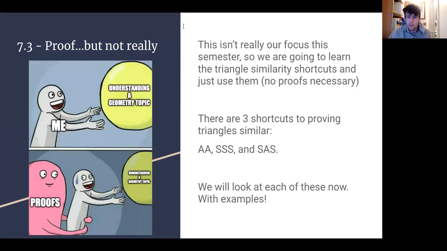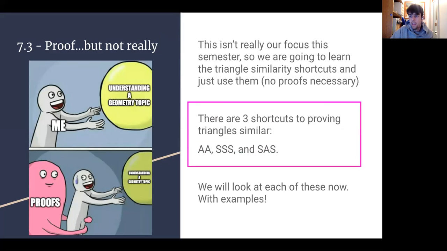So hopefully you guys remember similar polygons have kind of two aspects to them. One, all of the angles that are corresponding are congruent to each other, and then all of the sides that are corresponding are proportional. But turns out for triangles, we can actually get away with a little bit less information. This is very, very similar, again, to all of the triangle congruence shortcuts we had.